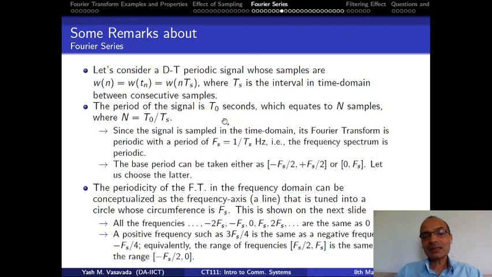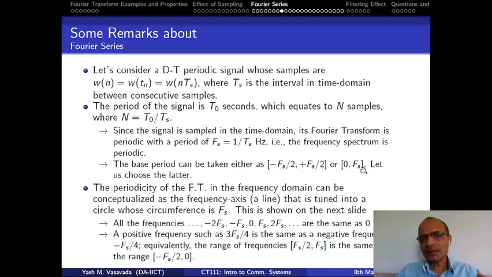So basically this signal has a periodic structure in the frequency domain, and its base period, the fundamental period, you can take either going from negative fs over 2 to plus fs over 2, which is what we did in my Fourier transform function, or you can take the base period as going from 0 to fs, which is what MATLAB's FFT does, by the way.